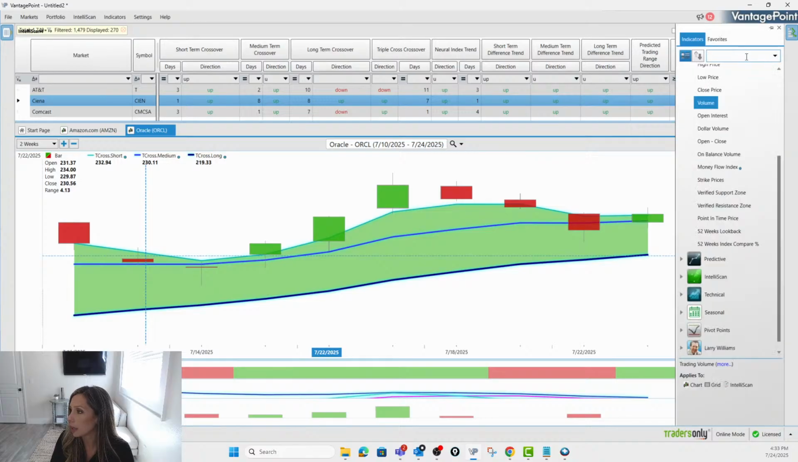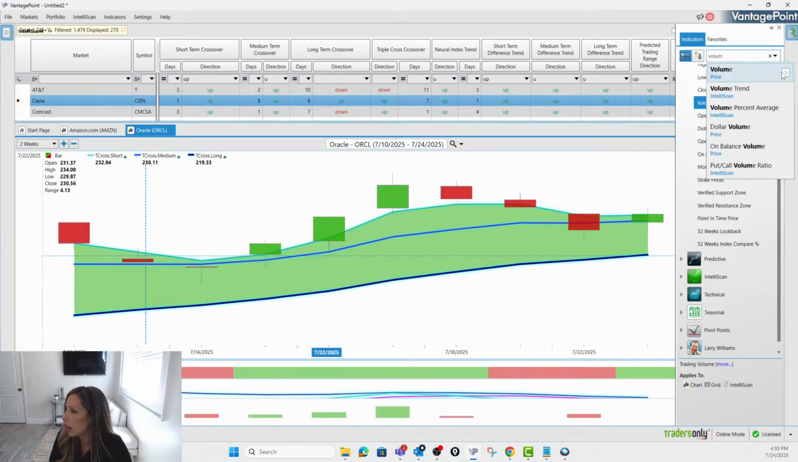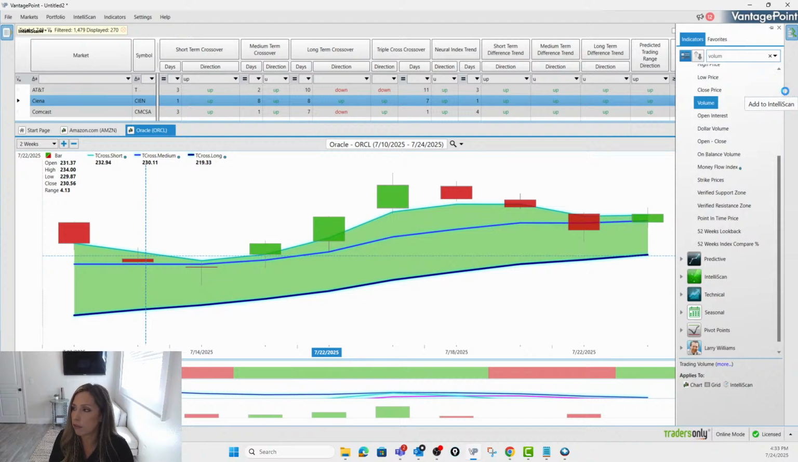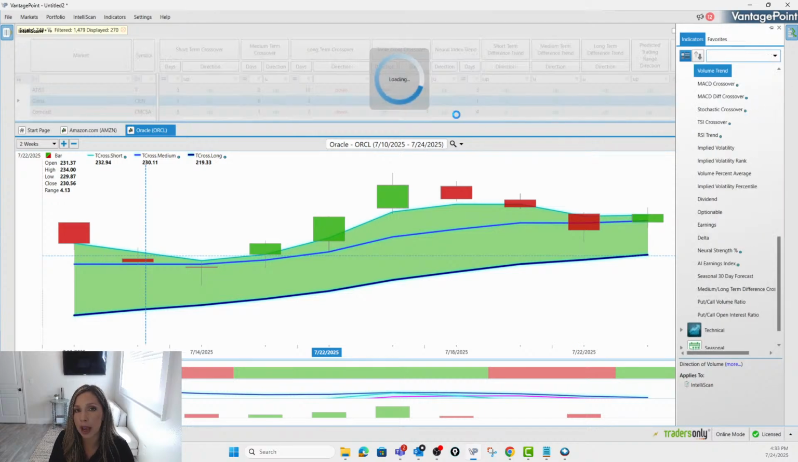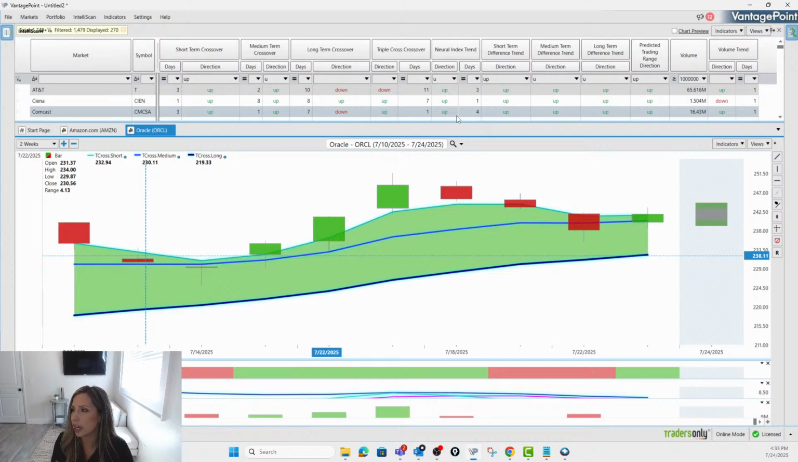And so we can actually come on in, and I'm just going to type in volume here because again, we do have many different indicators that you can additionally add to VantagePoint, but we can use that volume trend. And so if you're looking for assets that also have a confirming bullish volume trend, then we'll just add that into the IntelliScan. Why do all of that work if the software can do it for you? Make your life simple, make it easier. Set that direction to up as well.